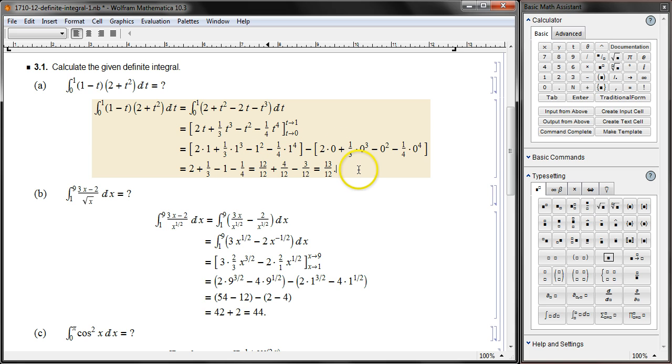As far as the notation is concerned, the integral from a to b of dt gives rise to the bracket open, bracket close of this top and bottom, and then plug in the top and plug in the bottom, subtract one from the other. And that's how this definite integral computation works.